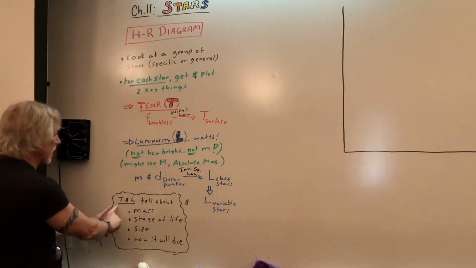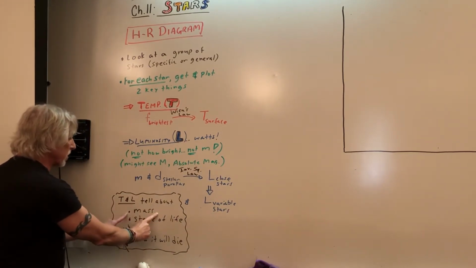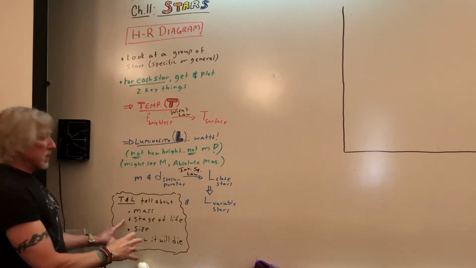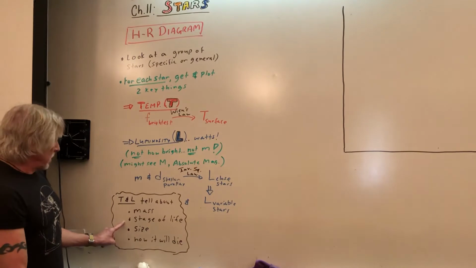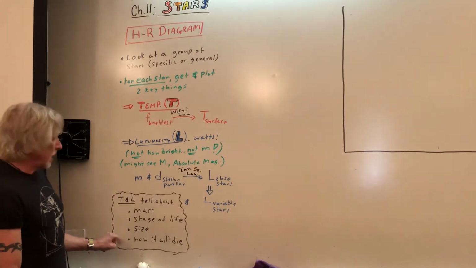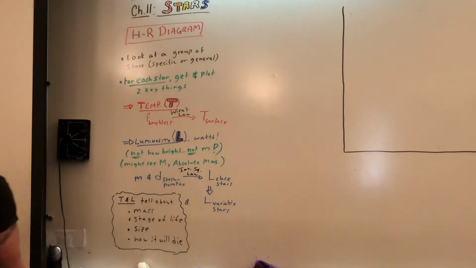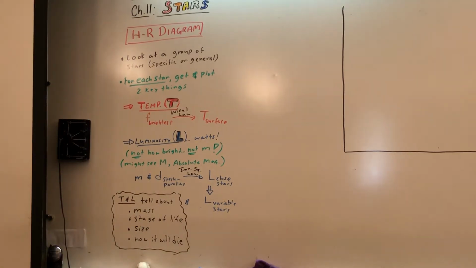Because temperature and luminosity tells us about the star's mass. You can't see the mass, right? You can't see that mass. You can tell about the stage of life. You can tell about the size. And you can tell about how it's going to end its life, how it will die. None of us know that.